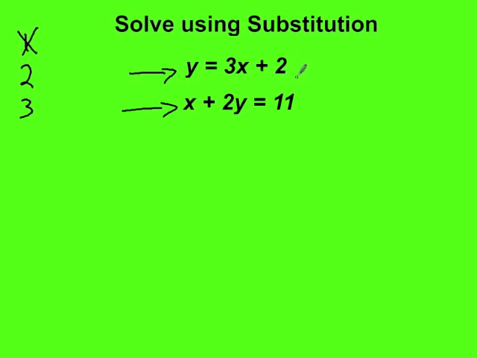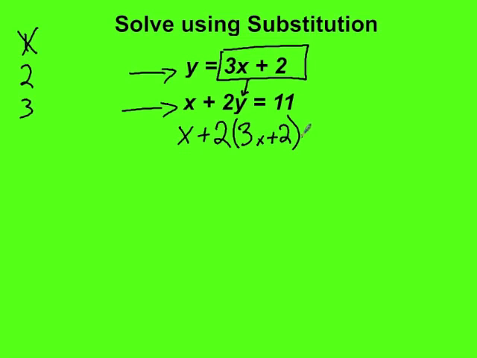We see that y equals 3x plus 2. So 3x plus 2 is the exact same thing as y. And we have this second equation. We know y equals 3x plus 2. We can plug that in for y. So I get x plus 2y, so 2 times y. But instead of y, I'm going to substitute in what y is equal to. So I get 2 times (3x plus 2) equals 11. We've now substituted in the entire equation.